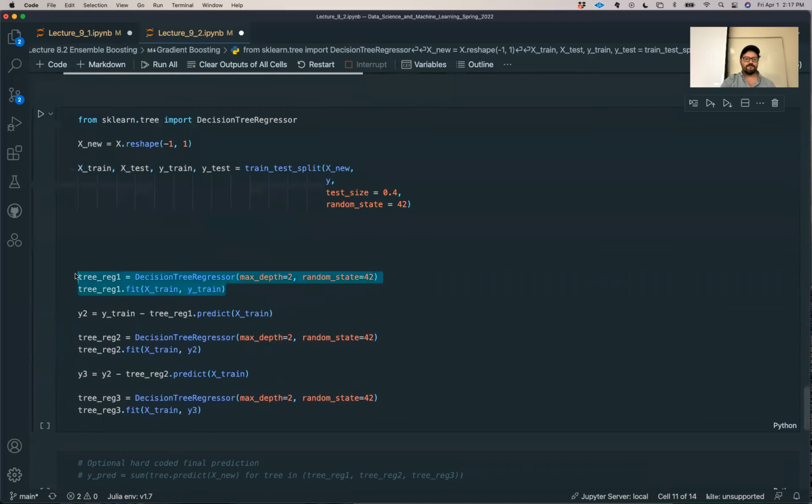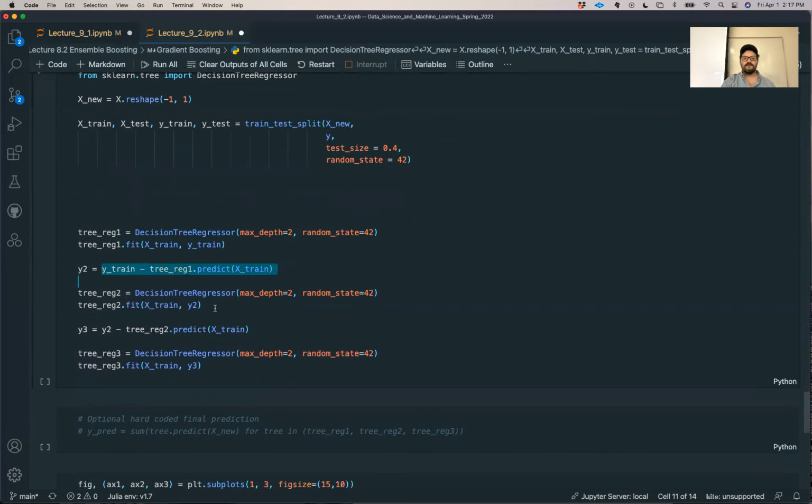So then I train a regression tree with max depth 2 on the training data here. Once I do that, I set y2 equal to y train minus the predictions from my first regression tree. And then I make a second regression tree, same exact type of tree, and I fit it with the X data that we have, but now the numerical labels are the residual error terms.